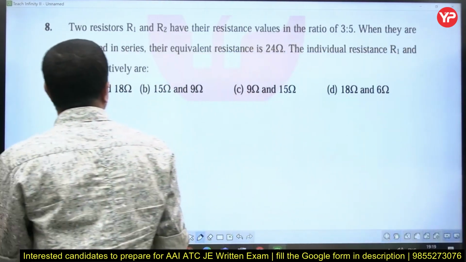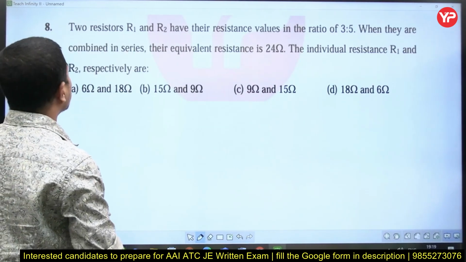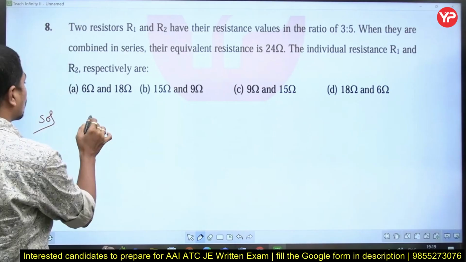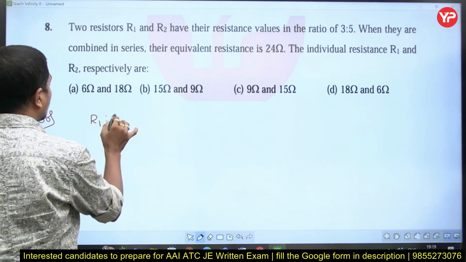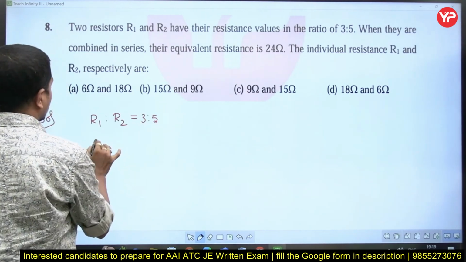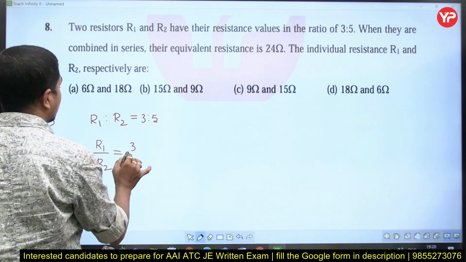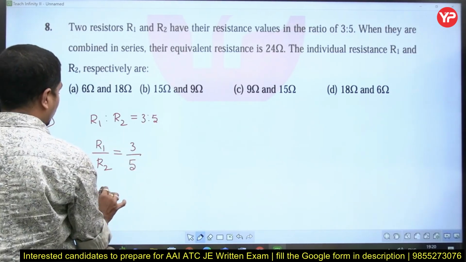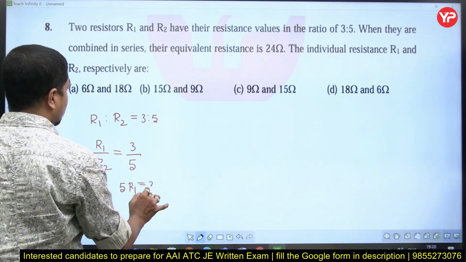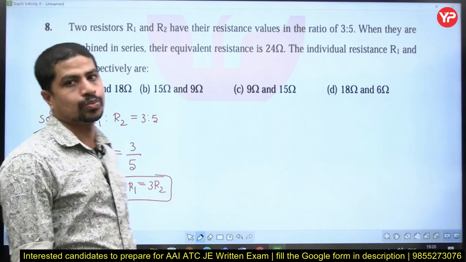This is a combination of resistances. What he is saying is that two resistors R1 and R2 have their resistance values in the ratio of 3:5. So R1 is to R2 is equal to 3:5. So R1 by R2 is equal to 3 divided by 5. From this I can write 5R1 is equal to 3R2. This is the first relationship we got between R1 and R2.